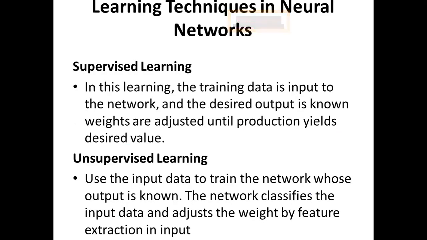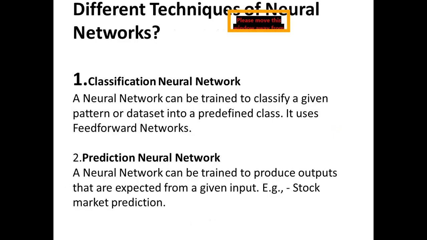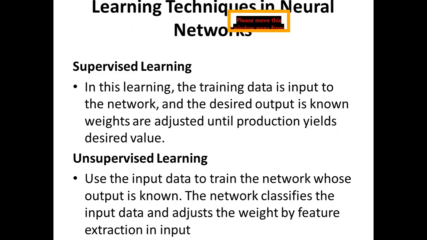And what are all the neural network learning techniques available? There are some three to four types of learning techniques: supervised, unsupervised, reinforcement, offline, as well as online. The very first one is supervised. Supervised means the training data is input to the network, and the desired output is known; weights are adjusted till production equals the desired value. We already discussed the procedure and the working principle.